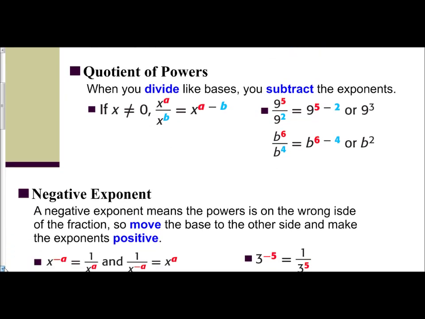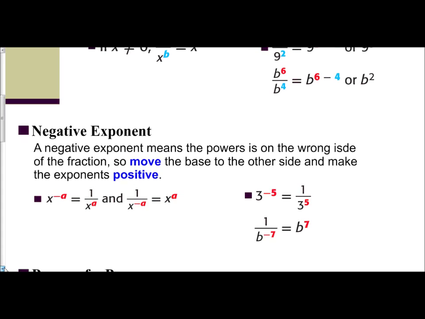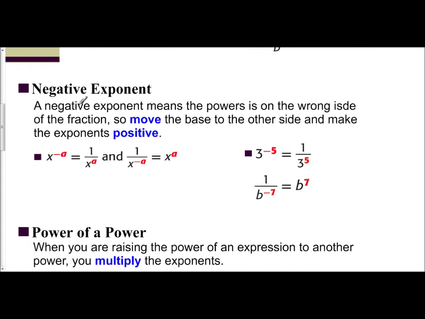Next, we have our negative exponent rule. Now, the negative exponent rule has nothing to do with the sign of the expression being raised to the power. It has to deal with the position of the expression. And so our negative exponent rule, you need to make a note that it deals with position, not sign, not whether it's a positive or negative value. It deals with position. What that means is if you have a negative exponent, that means the power is on the wrong side of a fraction. So move the base to the other side and make the exponents positive.